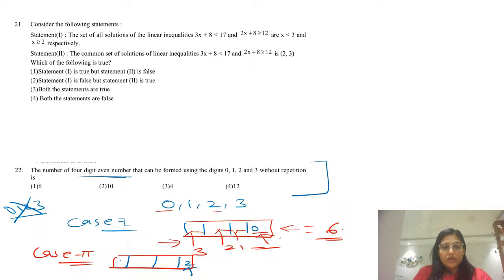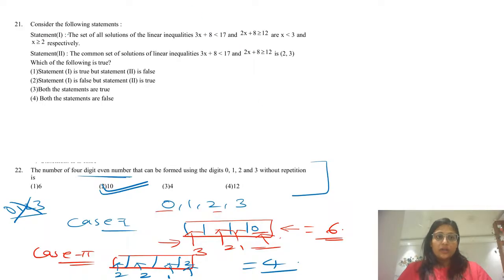How many options are there for this place? 2. How many options are there for this? Here we can include the 0, so two options are there. And here it is 1. Correct? So total numbers are 4. 4 plus 6 is what? 10. The total number is 10 here.